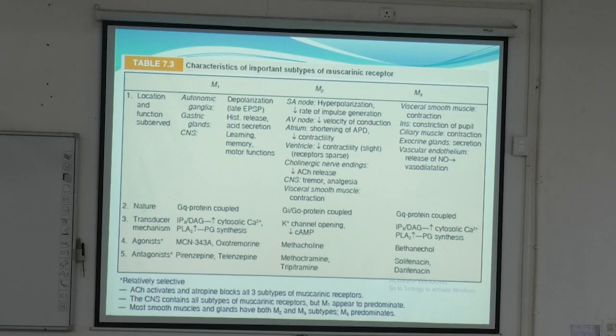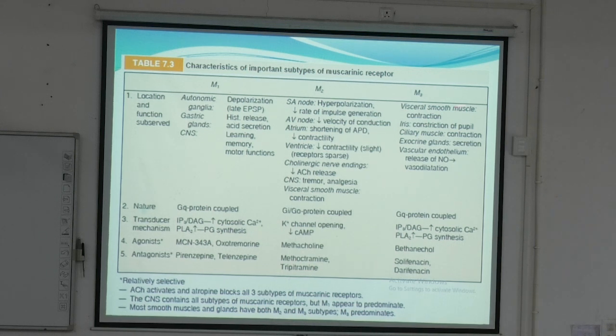Cholinergic nerves, M2 receptor. So how does the parasympathetic system decrease the heart rate by acting on the M2 receptors? Okay. How does the parasympathetic system increase the gastric gland secretion by acting on the M1 receptor? So you can see these are the agonist and antagonist, methacholine and metoclopramide, tryptamine. This is not so important, not now it is used. So this is the M2.